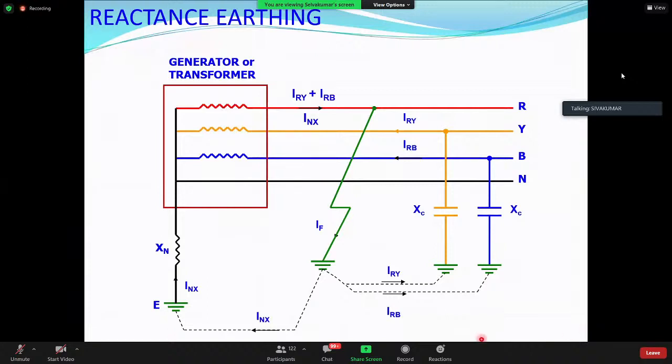Instead of 100 ohm resistance, you put a 100 ohm inductance, inductive reactance 100 ohm. Same 400 ampere will flow, but that much heat will not be there. Now you have to manage the inductance only. But again the cost benefit analysis has to be done, because inductors are made up of copper or aluminum. Again the cost factor also has to be considered here.